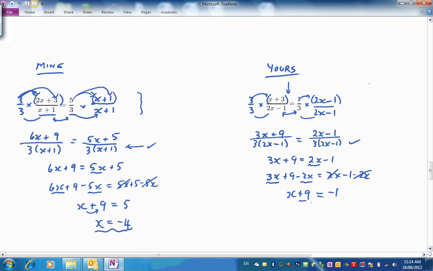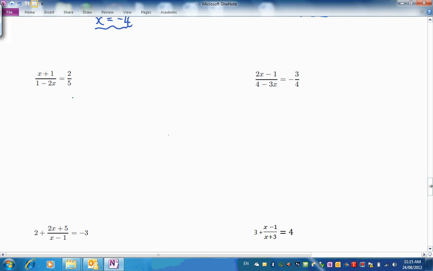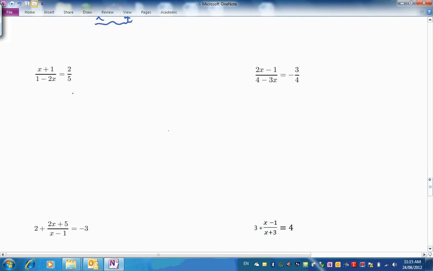9's been added to x, so if we take 9 away from both sides, neg 1 take 9 is neg 10. You can write that in, but you can do that in your head if you want to. Alright, let's go down. What's my next one? Do you want to do it before I do it? This one here. Okay. If you want to do it, pause me, because I'm going to do it now.